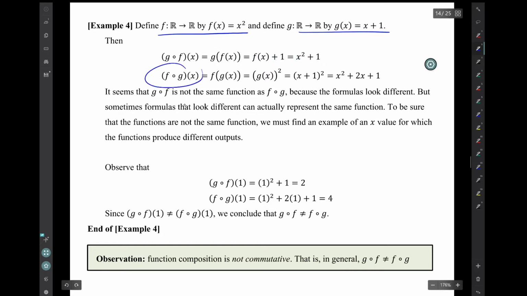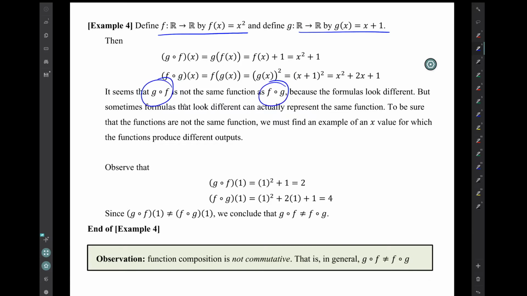Now let's find f composed with g of x. Well, that means f of g of x. So that means g of x, squared. So you end up with this. Notice that it looks like g composed with f is not the same as f composed with g.